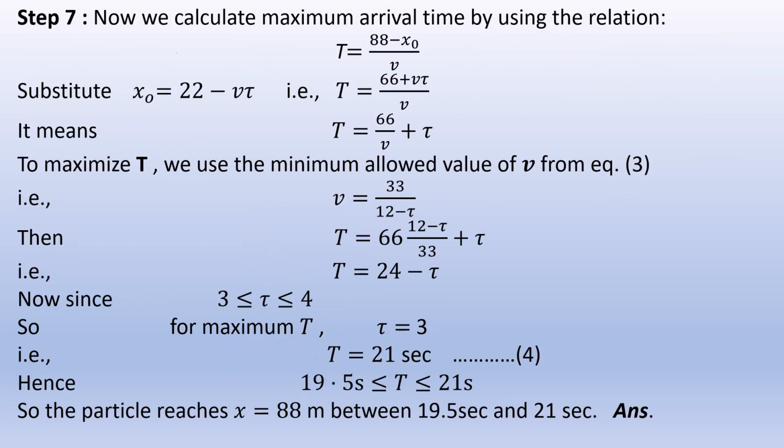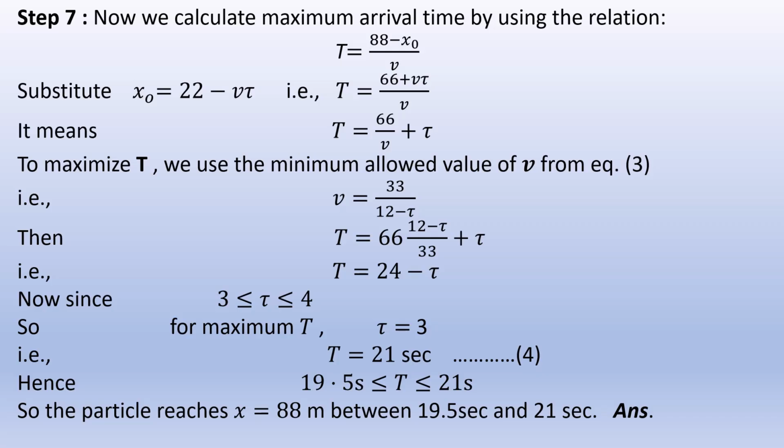Now here we come to step 7, in which we calculate the maximum arrival time by using the relation t is equal to (88 minus x naught) upon v. And here if we substitute x naught is equal to 22 minus v into tau, we get t is equal to 66 upon v plus tau. And if we want the maximum value of t, we have to use the minimum allowed value of v from equation 3, that is v is equal to 33 upon (12 minus tau). Then we get t is equal to 66 into (12 minus tau) upon 33 plus tau. It means t is equal to 24 minus tau.